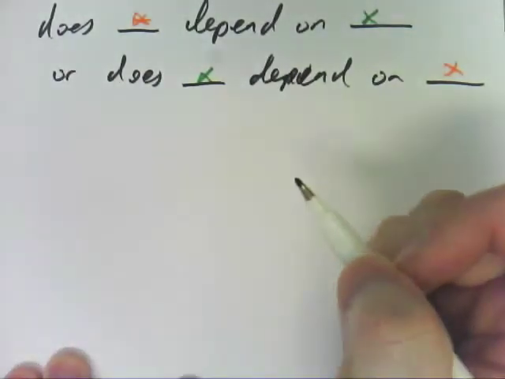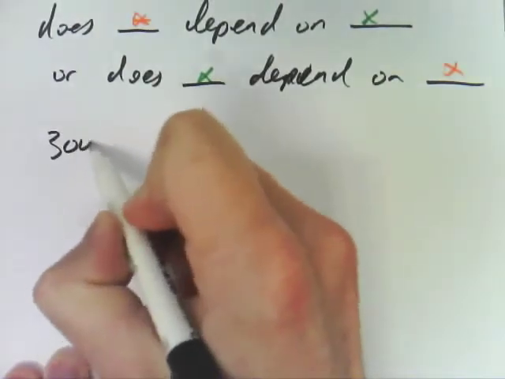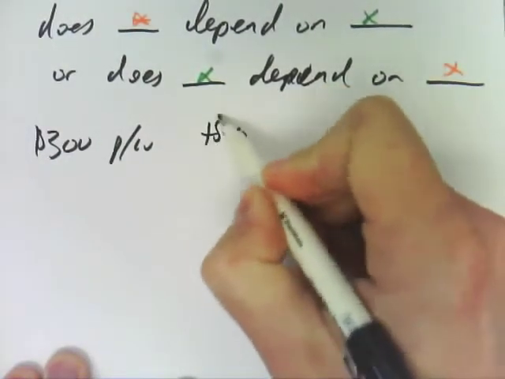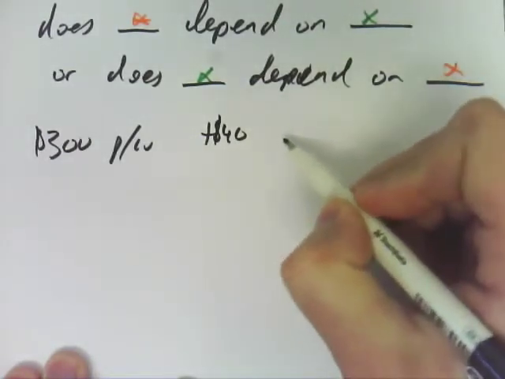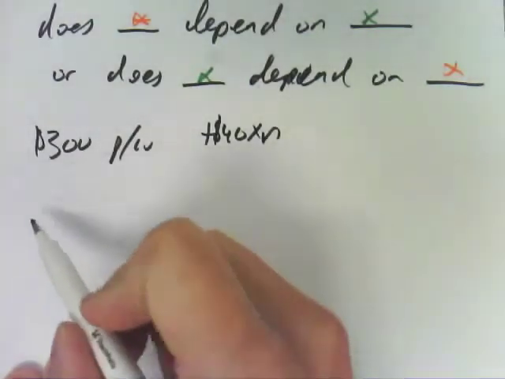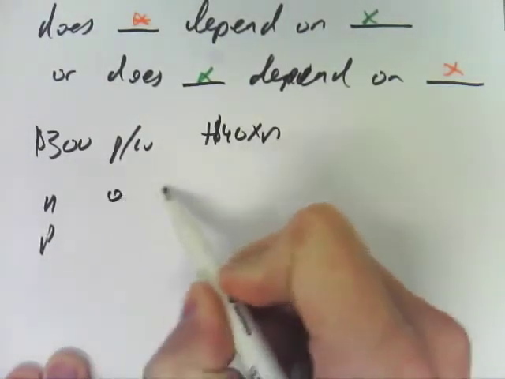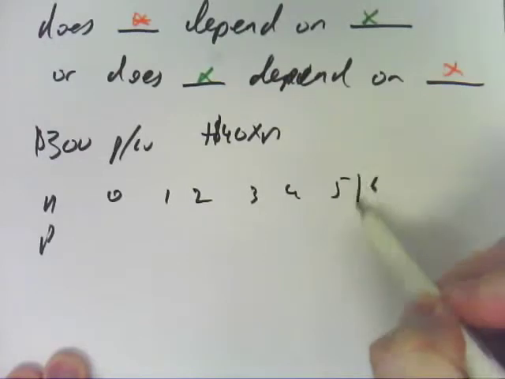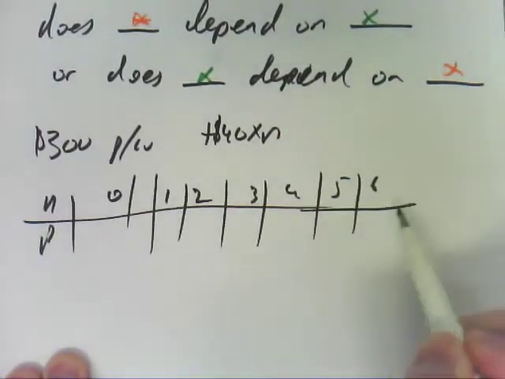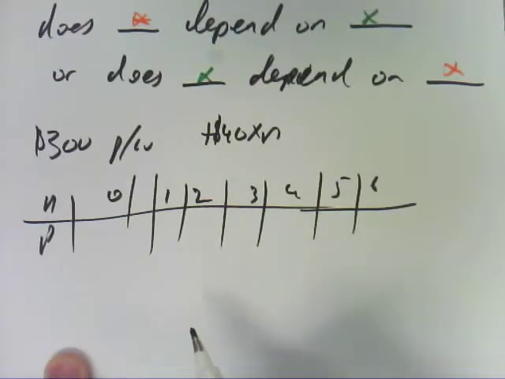All right, so question 8 out of 4B. A salesperson in a computer store is paid a base salary of $300 per week, plus $40 commission for each computer. Copy and complete the table below. So you've got N, P, 0, 1, 2, 3, 4, 5, 6. Awesome graph table, whatever it's called.